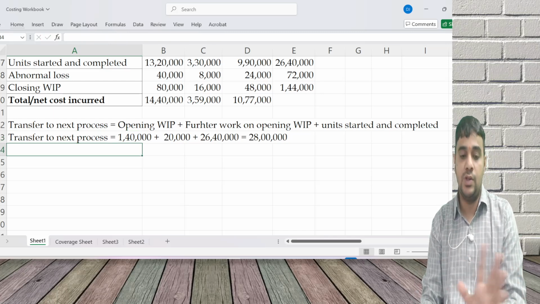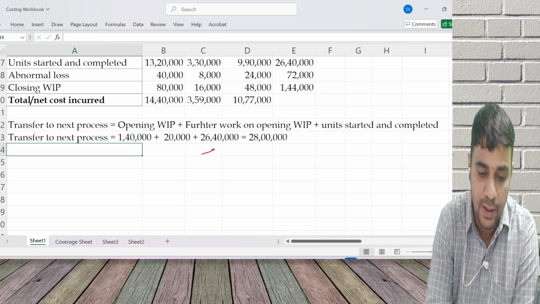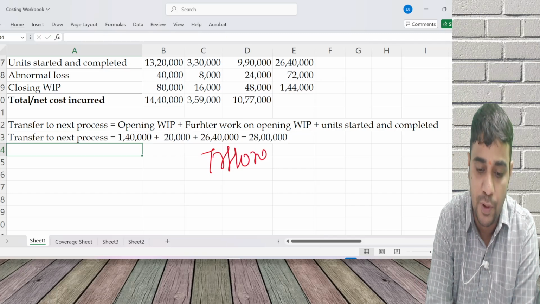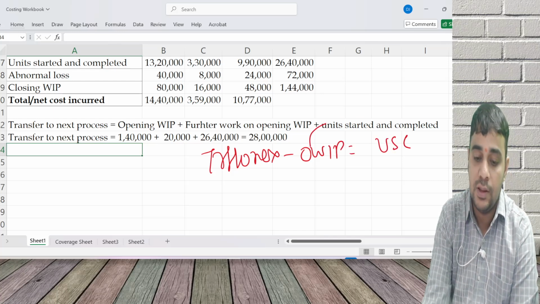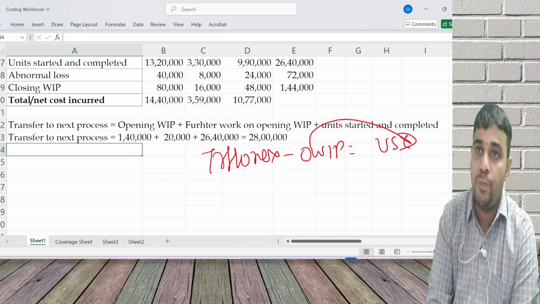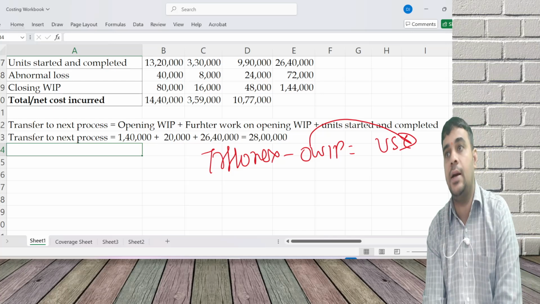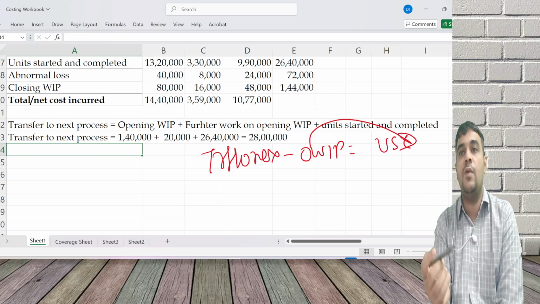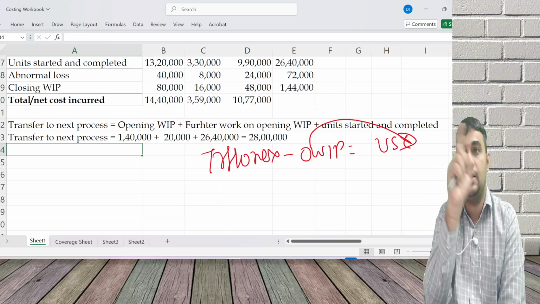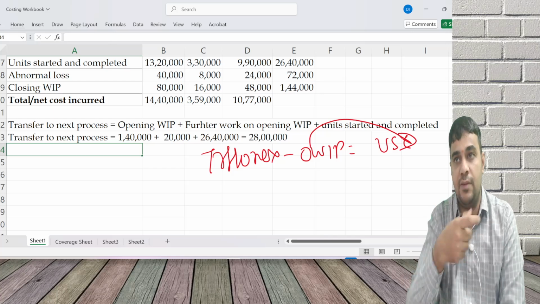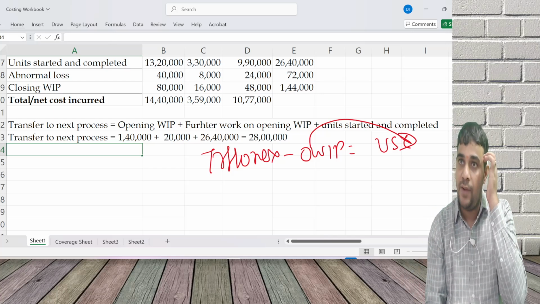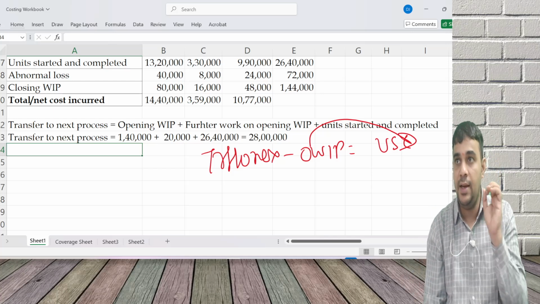Now I'll give the logic of the formula also. Logic is very simple. Transfer to next process minus opening work in progress, minus units started and completed. This goes to the other side. So opening work in progress plus units started and completed is transfer. Opening work in progress has two values: one which we did in the previous year, which is given in the question, and the extra work which we have done the valuation for. Any doubts on this? Any doubts on this?